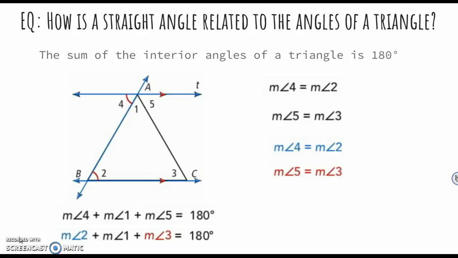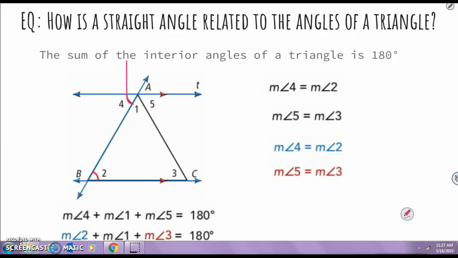I know that angles 4 and 2 are what we call alternate interior angles. Thus, angles 4 and 2 will be congruent. Angles 5 and 3 are also alternate interior angles, so their angle measures will also be congruent. The measures of angle 4 plus the measure of angle 1 and angle 5 equal 180 degrees. The measures of angle 2, angle 1, and angle 3 are 180 degrees.